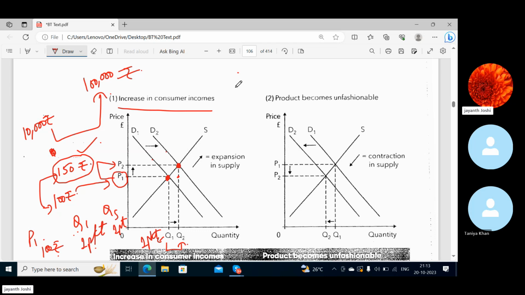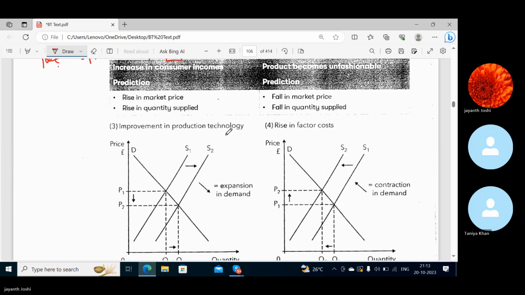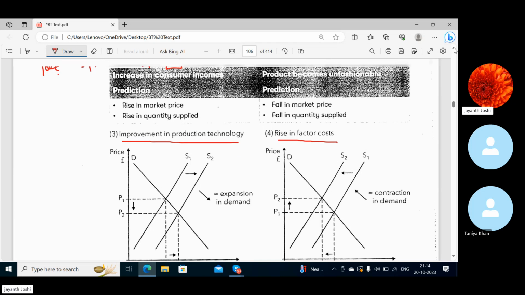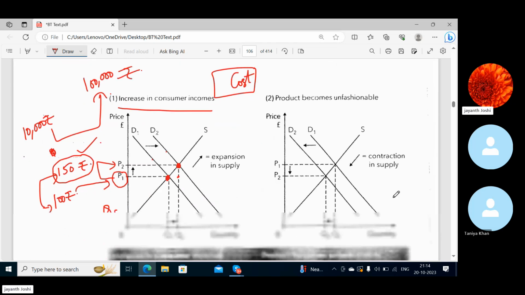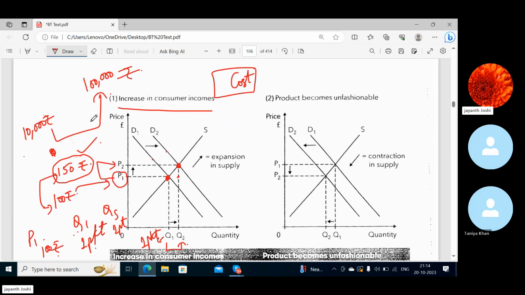We discussed supply will increase when the cost of production is less for them when they produce. We have seen the factors which have influence on supply, right? The supply will change only if these factors are changing: improvement in production technology, rise in factor cost, or the factor cost is less, cost of production is less. The supply will change if those factors change. Demand will be changing when incomes change, right?